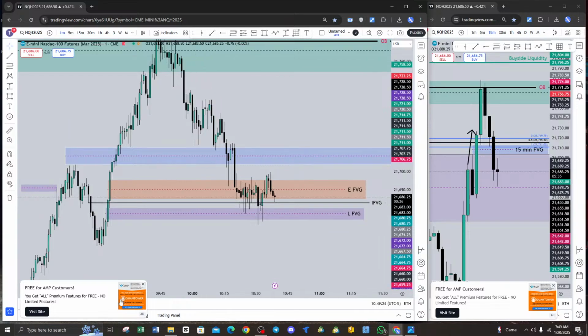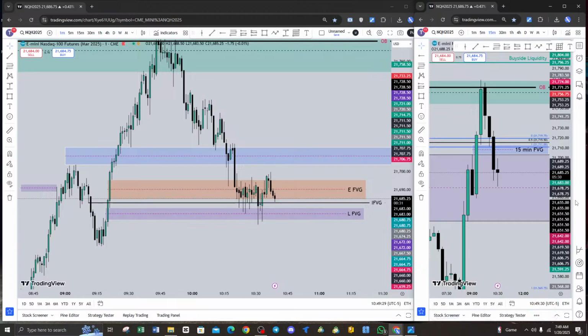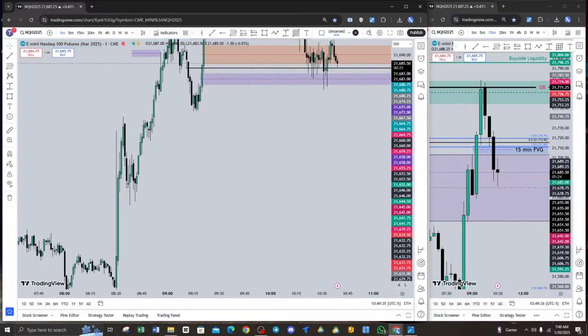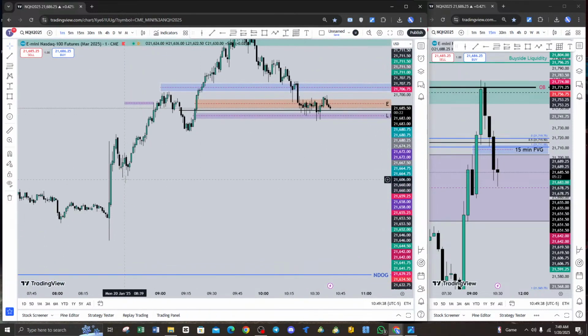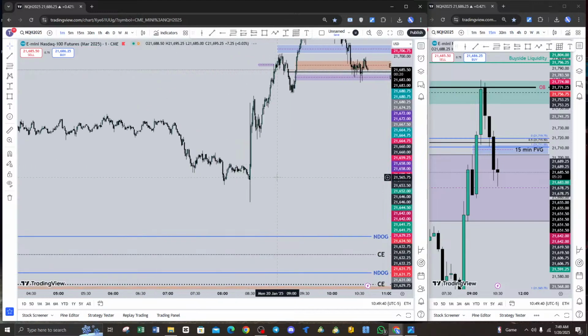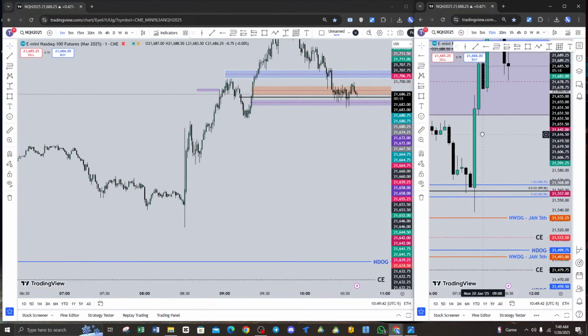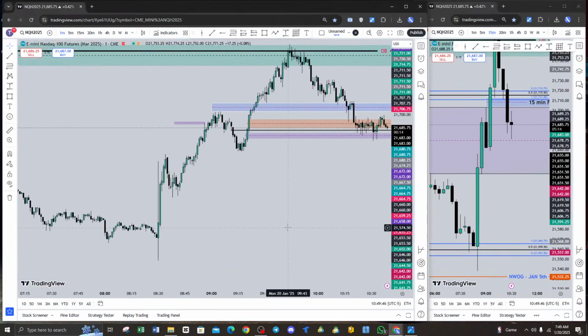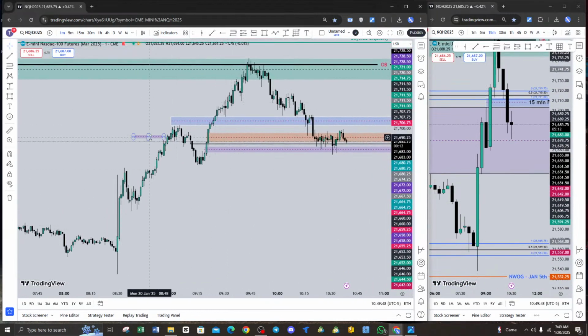So let's see what happens. We have to wait 5 more minutes to see. Let's see what happens. I hope the market will be going for these sell side liquidities. Okay, the market will be going for those sell side liquidities. Let's see what happens. As here we can see, there is the sell side liquidities.